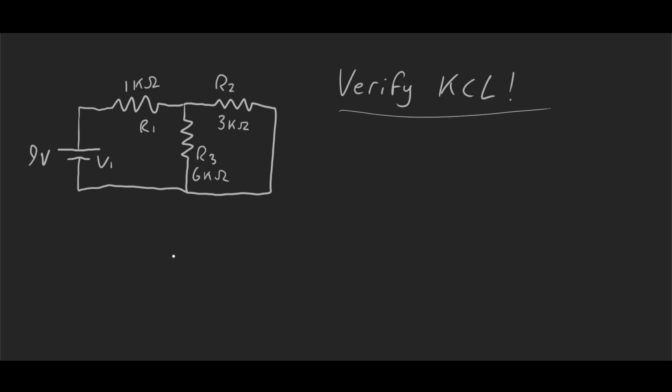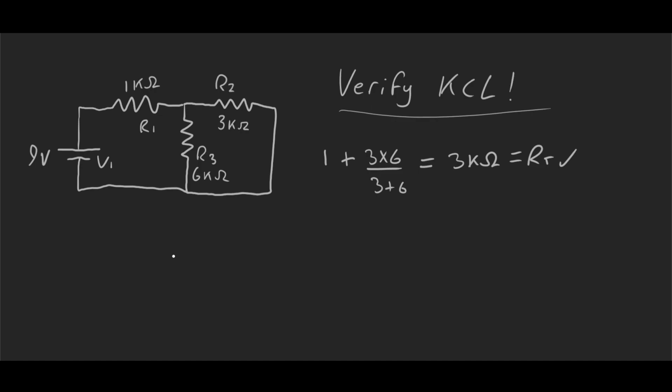Okay, the first step would be to find the equivalent resistance. So this time R1 is in series, but however R2 and R3 are in parallel. So 1 plus 3 times 6 over 3 plus 6, so that's the same as 18 over 9, which is equal to 2. So our answer is 3 kilo ohms. That's our total resistance.